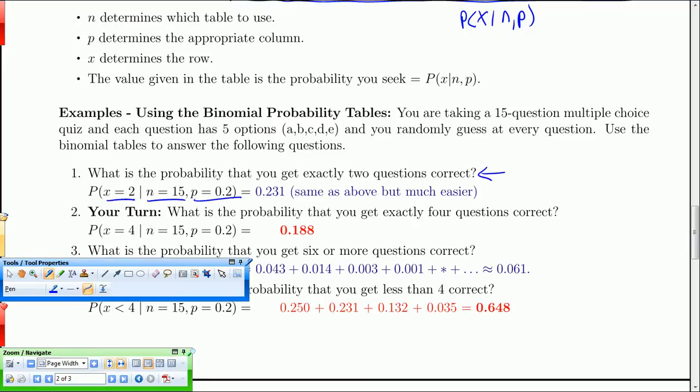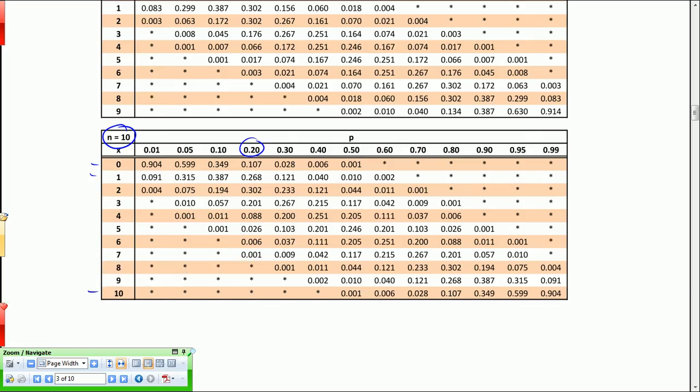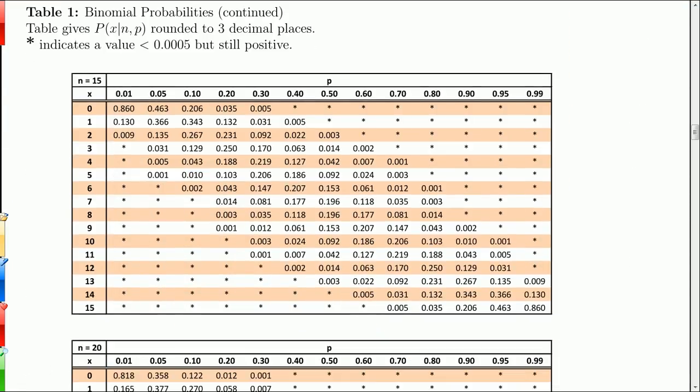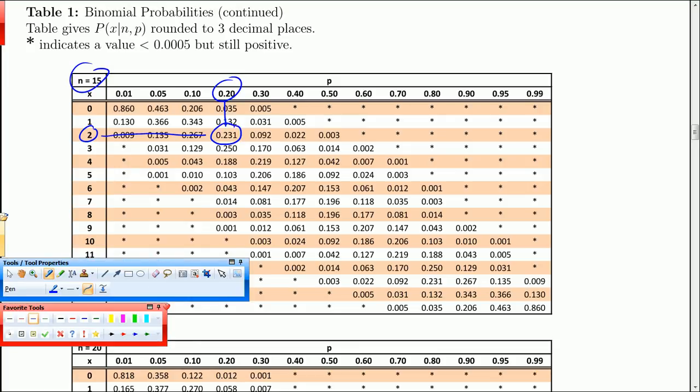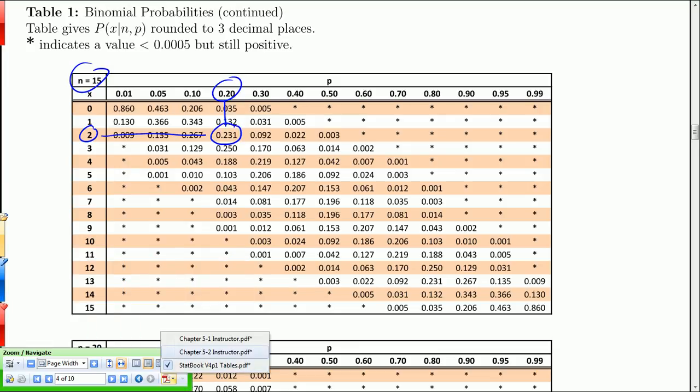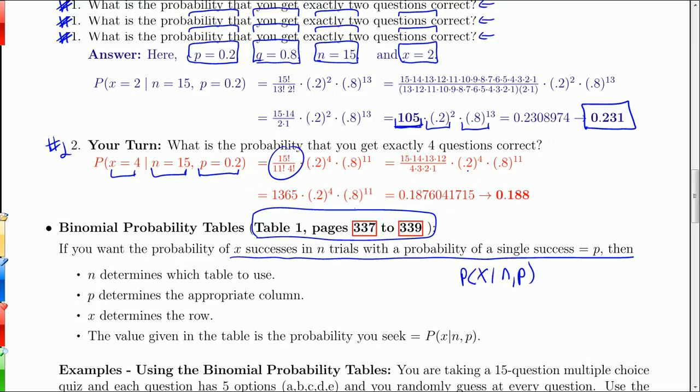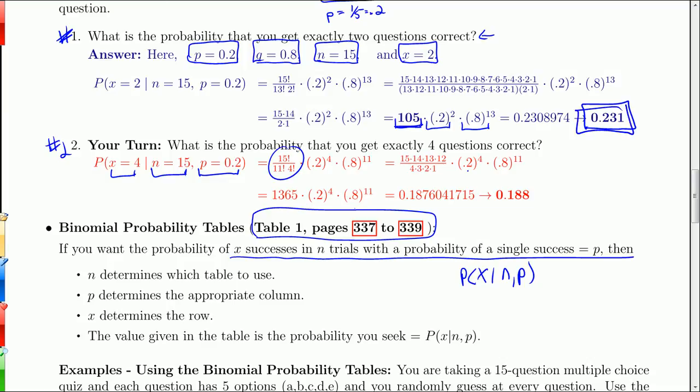So when you go to that table, we're looking for N is 15. Alright, so 15 trials. So that's this table here. P is 0.2, and I wanted to find the probability of getting exactly 2 successes. So at the intersection of this row and this column is 0.231. So that is a lot easier than the calculations we did above. Right, 0.231. Notice that's what we got up here. A lot of work.